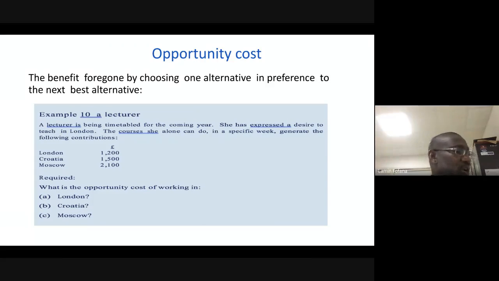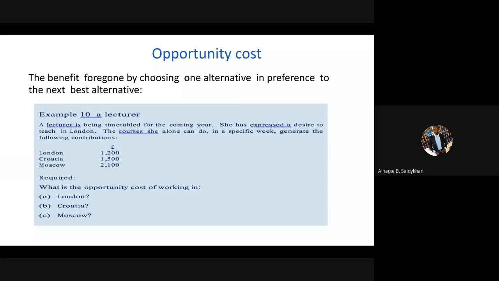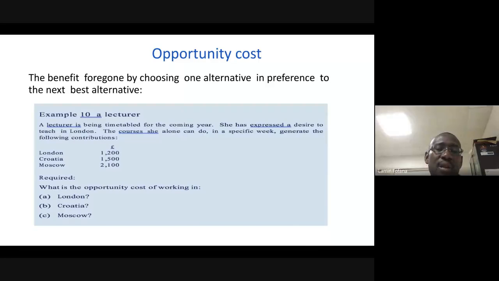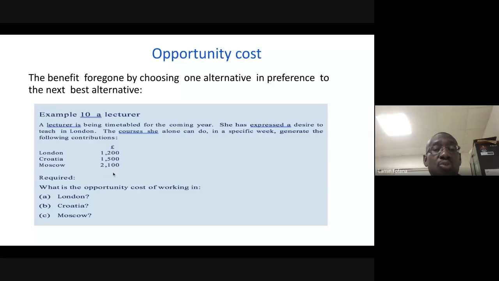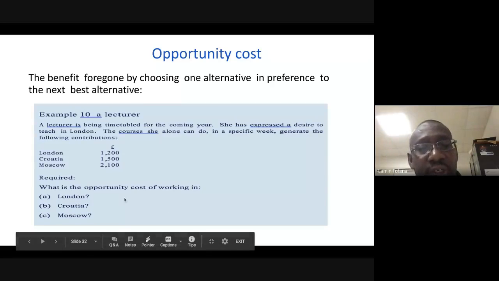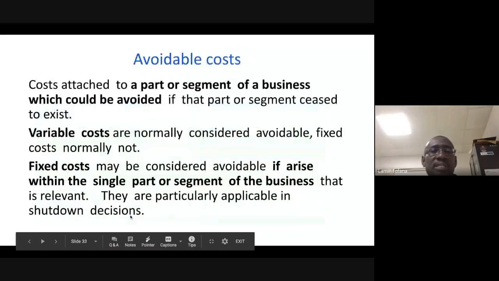The opportunity cost of working in Moscow will be what? That one will be the second one. Croatia, because Croatia is higher. So what she's going to forego will be Croatia and London, but Croatia is higher. So the opportunity cost of working in Moscow will be working in Croatia. Because if she works in Moscow, she's going to forego the best alternative, which would be 1,500 wikis working in Croatia. Okay? So this is opportunity cost.